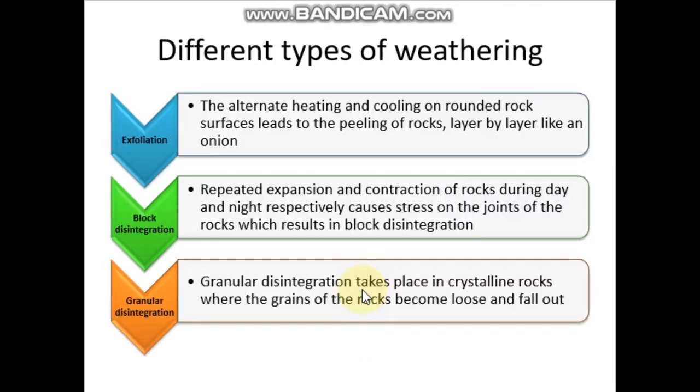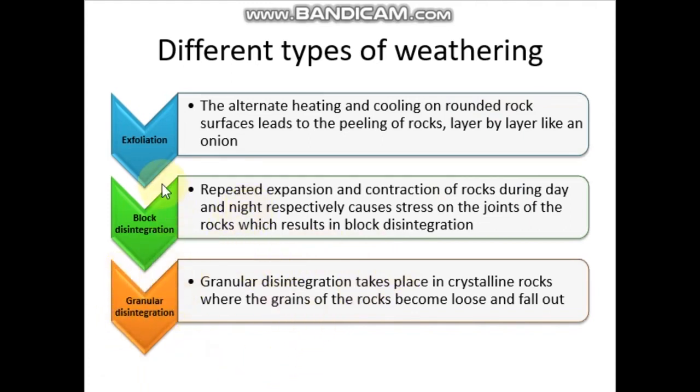What do you mean by exfoliation? Exfoliation means the alternate heating and cooling on rounded rock surface leads to the peeling of rocks layer by layer like an onion. In this type of rock, it will happen like an onion peel, onion skin. Just as we remove the onion skin, it will happen like that. The alternate heating and cooling on rounded rock surface leads to the peeling of rocks layer by layer like an onion. So it is called exfoliation weathering.